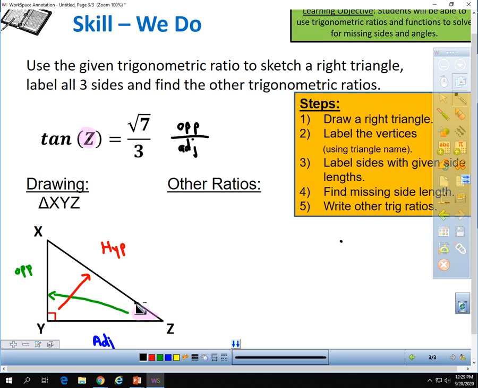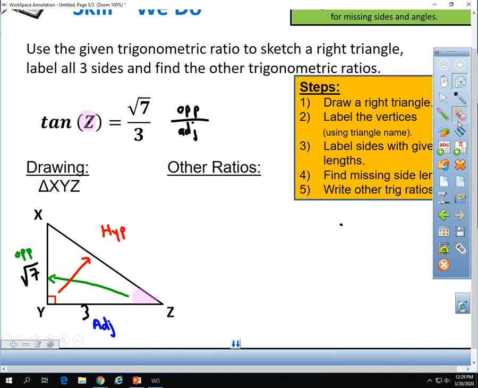Now that we have correctly labeled them, we have to go to the original ratio that was given to us. So they tell us that the opposite side is square root of 7. Label that as square root of 7. Then they also tell us that the adjacent is equal to 3. Let me label that as well. In order to complete the rest of the problem, we have to find the measure of the hypotenuse.